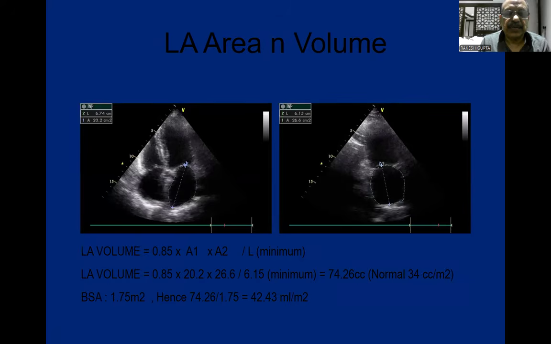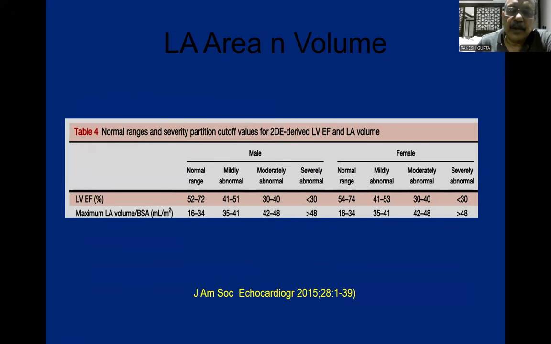And the next important thing is we have to measure the LA volumes. How do we measure the LA volumes? We take a four-chamber view or a two-chamber view. In the four-chamber view, we take the maximum size of LA. We start with the medial annulus, trace the border across it, go to the lateral annulus, and take the shorter of these two dimensions. Same thing we do in the two-chamber view, and that will give you the LA volume in absolute terms. Divide by body surface area, and you will get the indexed LA volume. Normal is up to 34 ml per meter squared body surface area.